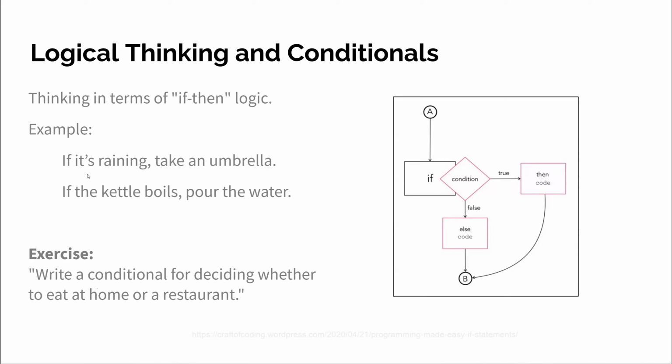Now we have an exercise. Write a conditional for deciding whether to eat at home or at a restaurant. For now, you can just write a sentence like this, but see the way the computer works. This is how you will interact with the computer when you write code. So I'll give you 1 minute and we will look at your contributions in a minute.